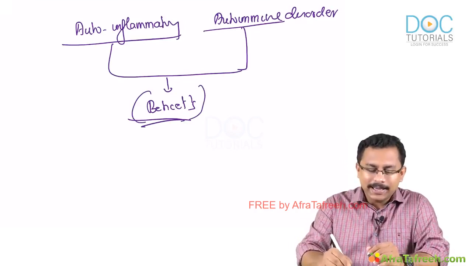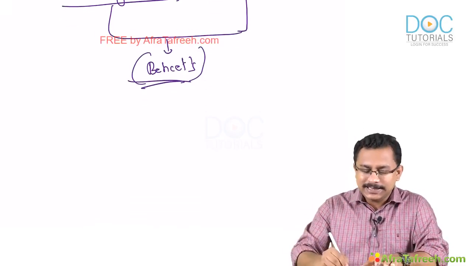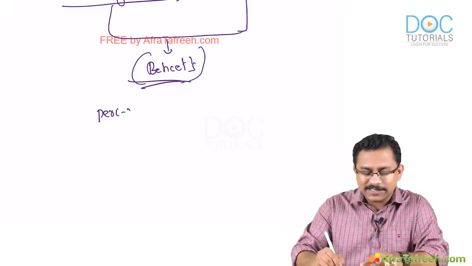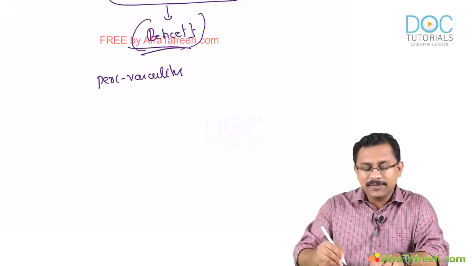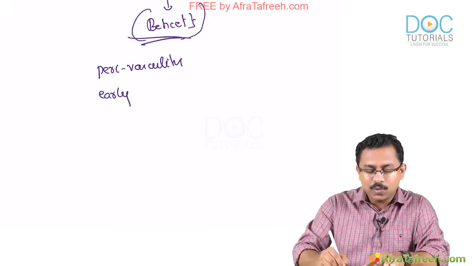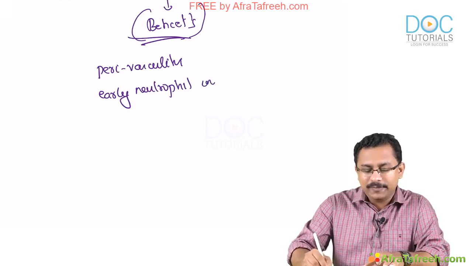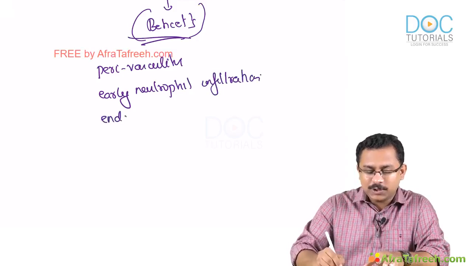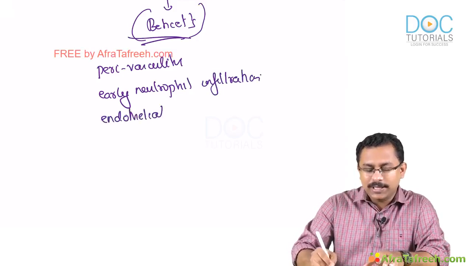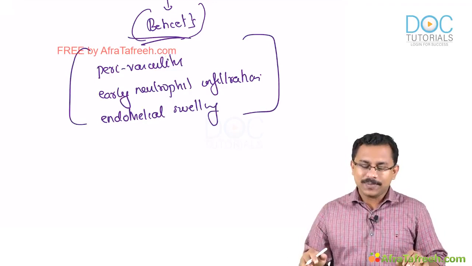Okay, and understand a few points on the pathology of this disease. This is actually a perivasculitis, in which you have early neutrophil infiltration and endothelial swelling. Okay, these are some important pathological changes that happen.